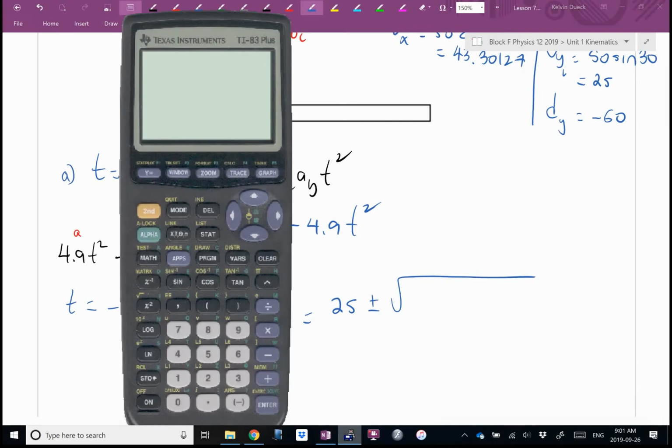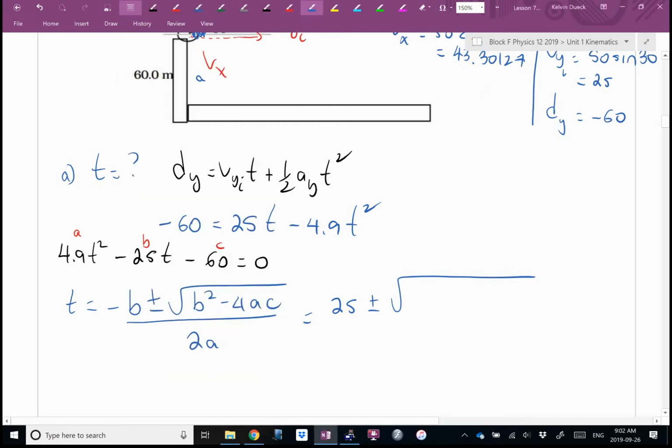You have to be a little bit careful when you're doing b squared. Can everyone look up? On your calculator, if you go negative 25 squared, your calculator doesn't know that you wanted it to square the negative. It'll leave the negative in front. So if you're ever squaring a negative, you would have to go bracket negative 25, close bracket squared. Type that into your calculator, all of you, and don't hit equals. I would write negative 25 in brackets squared minus 4 times A, 4.9 times C, negative 60.